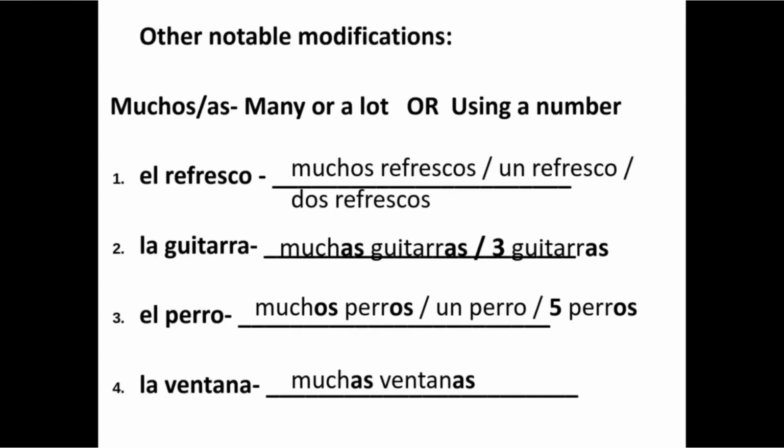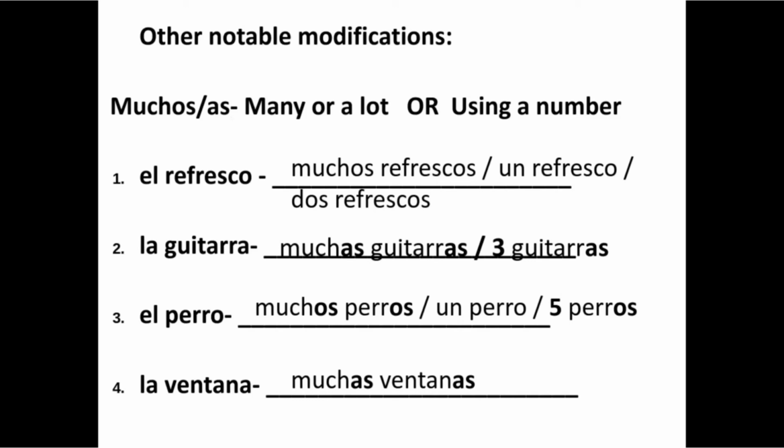Here are some other notable modifications that a lot of people ask about off the bat. So we have the word muchos or muchas for many. And if you think about cognates and what I've always mentioned about cognates, mucho kind of looks like much. So when there's much of things, there are many or a lot of things. So you could absolutely get rid of el, la, los, or las and utilize muchos or muchas to talk about many or a lot of items.